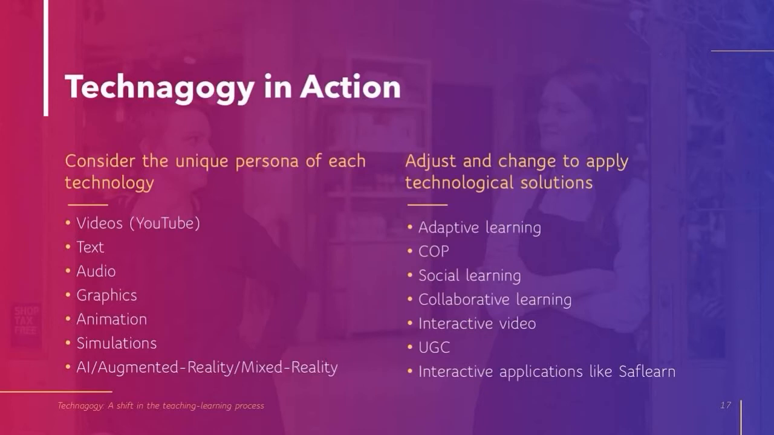Then the next thing you see, collaborative learning, is also very, very important. Then interactive video. Then UGC, which is user-generated content. That is also very important. Of course, the last one here is interactive applications like self-learn. So if you want to be a Technagogy teacher, then you need to pay attention to all of these. Otherwise, you'll just be left behind. I hope none of you will be left behind. So let's move to the next slide.